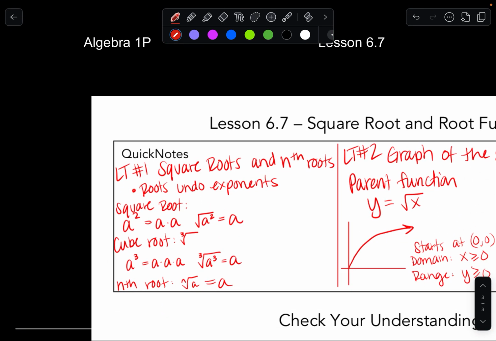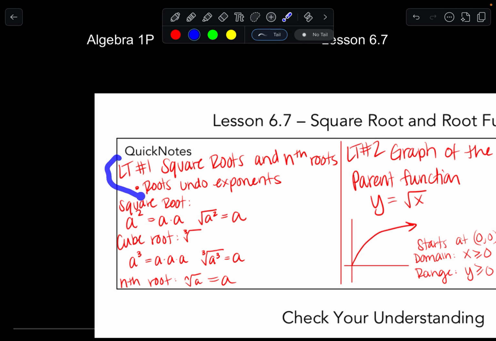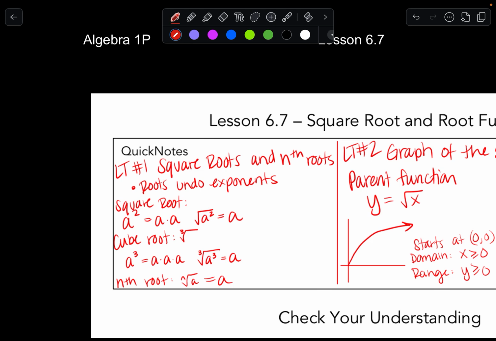Now, here are the basic quick notes. The first thing is to know that square roots and nth roots undo exponents. We are only looking at square roots right now. In Algebra 2, we look at nth roots. But basically, you'll look at the graph of nth roots in Algebra 2, and the cube root undoes cubing. The square root undoes squaring. So, examples, you know that the square root of 25 is 5. Well, you can also say the cube root. And notice how we write it.